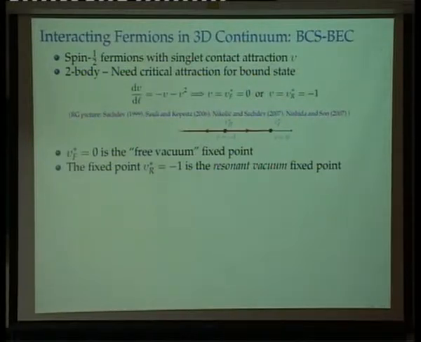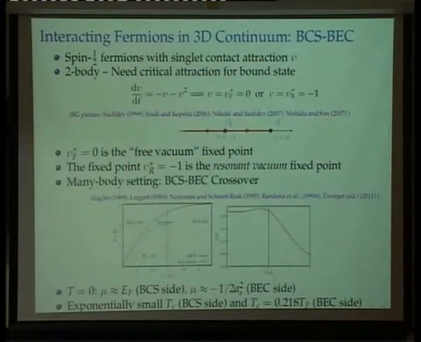Okay? And this is very nicely captured by this RG picture. V is the strength of the interaction in some dimensionless units. There are two fixed points, the free fixed point and the resonant fixed point. If the attractive interaction is small, then all the physics is determined by the free fixed point. It's like free particles with a little bit of scattering phase shift. Whereas if you're here, the ground state is actually a bound state of these two fermions. That's what this picture is telling you.